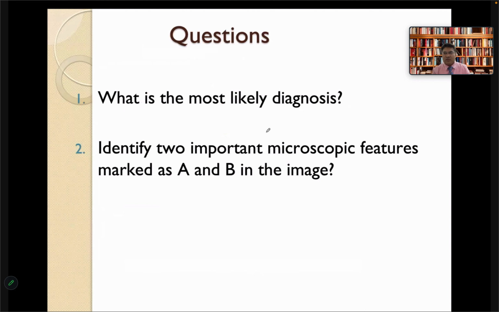So what is the likely diagnosis? Your answer should be meningioma. The diagnosis is meningioma. And two important microscopic features, A is whorls of meningothelial cells and B is psammoma bodies.